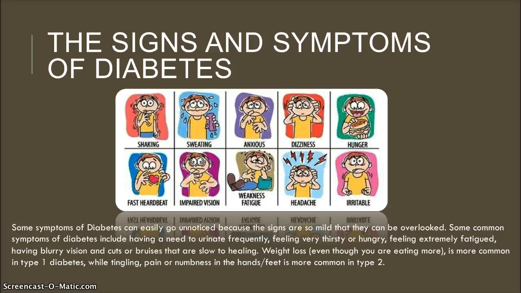Some symptoms of both type 1 and type 2 diabetes can easily go unnoticed because the signs are so minimal. However, some signs include the need to urinate frequently, feeling very thirsty or hungry, and feeling extremely fatigued.